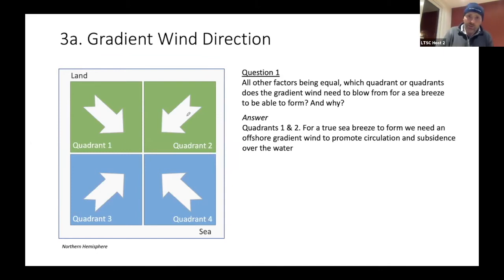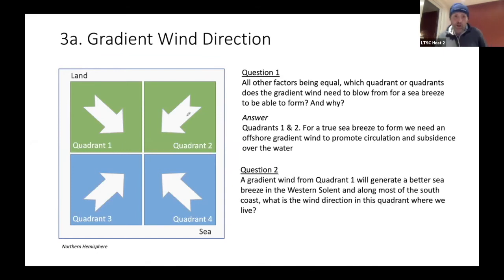Okay, second part. Just assume that I'm right about this, that a quadrant 1 gradient is preferable to a quadrant 2. So we've said it has to be offshore, but there's offshore and there's offshore. Quadrant 1 is the favorable offshore that we want.